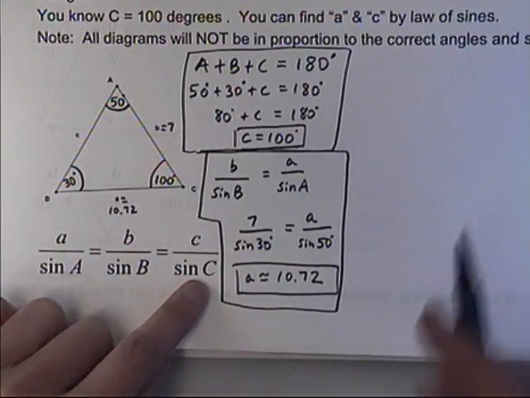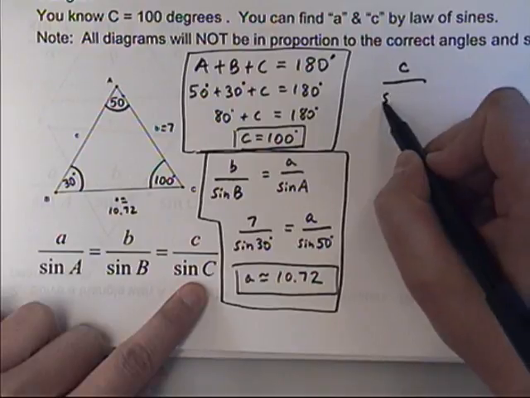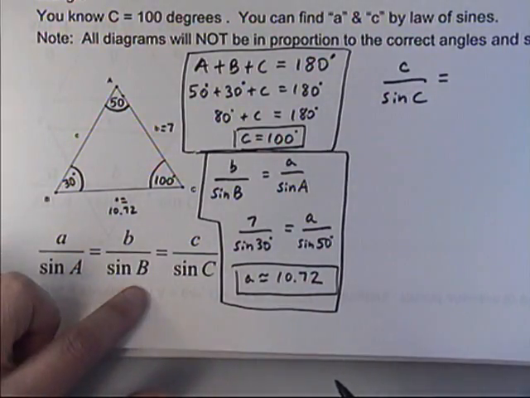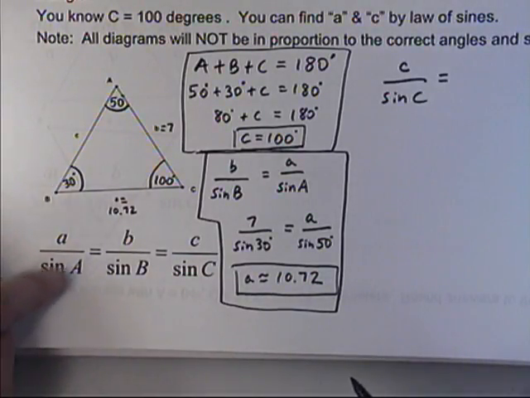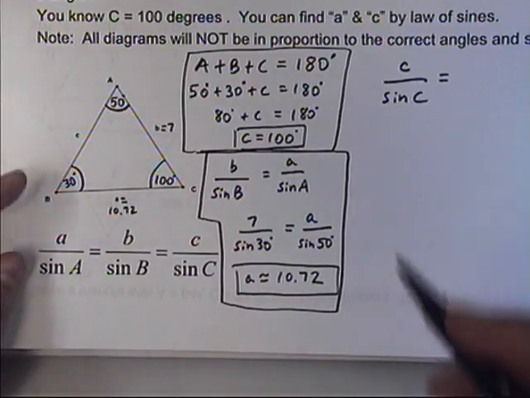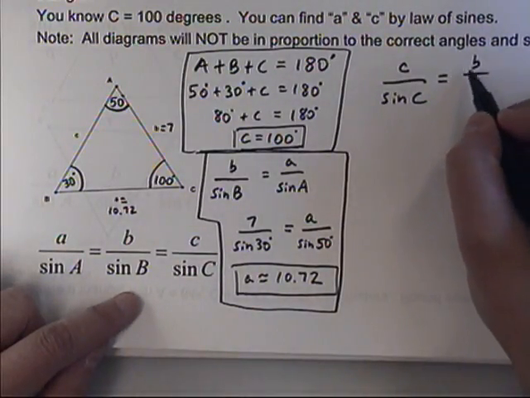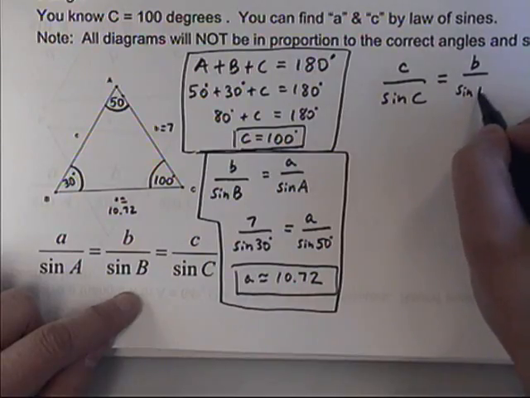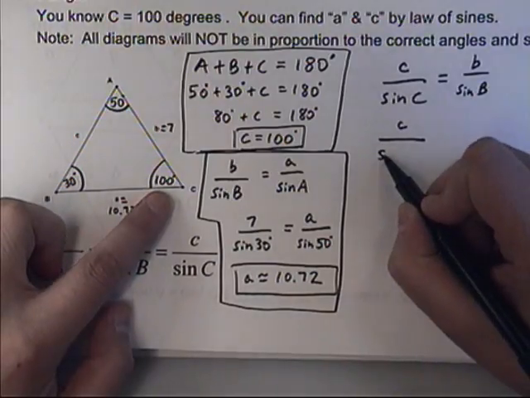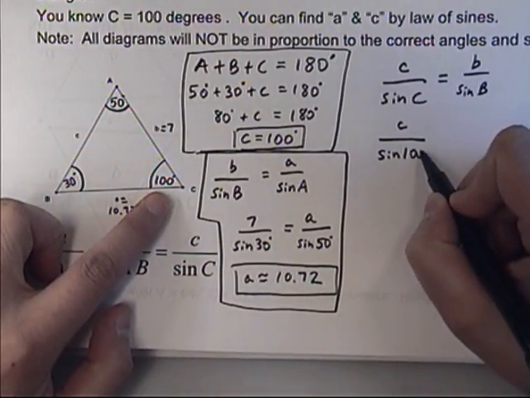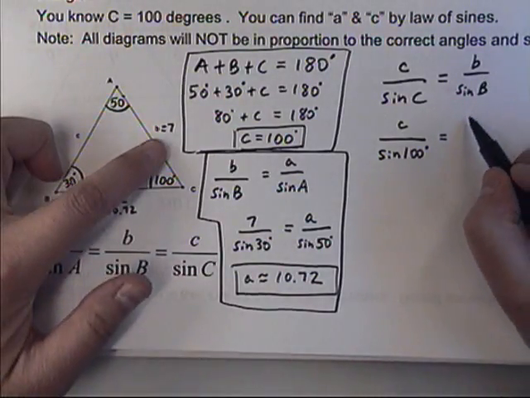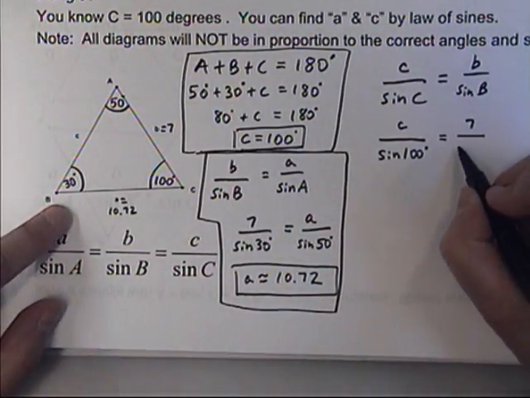Okay. So what we can do now, obviously the only thing we're missing is side C. So obviously I'm going to choose this formula, C over sine C. And then I can do one of two things. I could set it equal to this one, or I could set it equal to this one, because I have both of these numbers and both of those numbers. So it doesn't really matter. I'm going to set it equal to B over sine of B. So, okay, side C I don't know. Sine of corner C, so that would be sine of 100 degrees. Side B is 7, and corner B is 30.